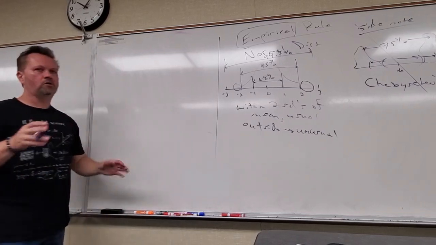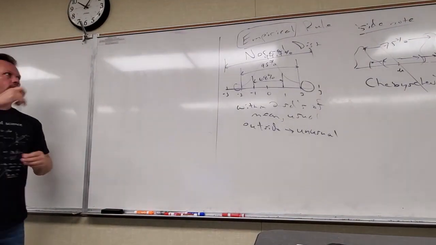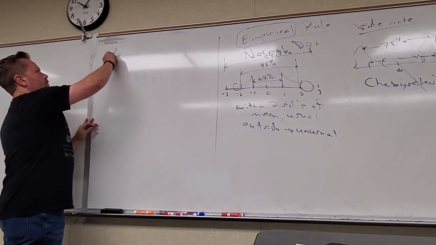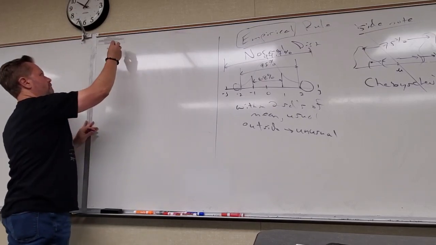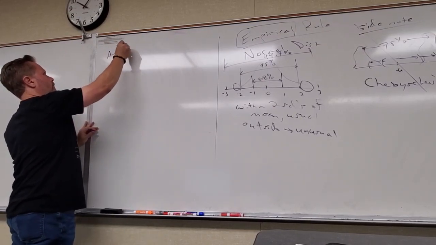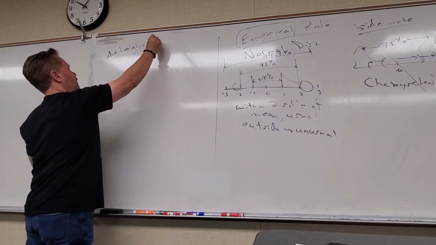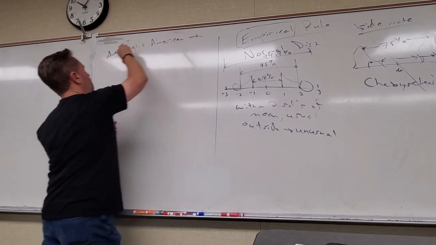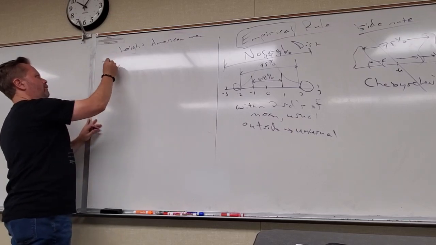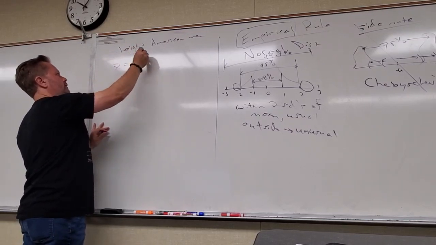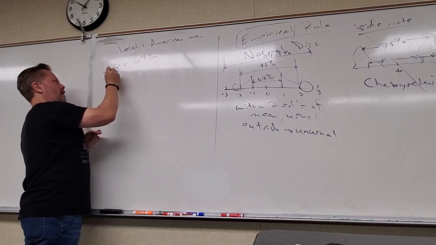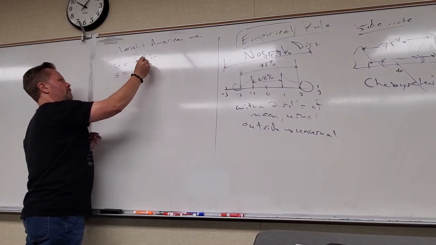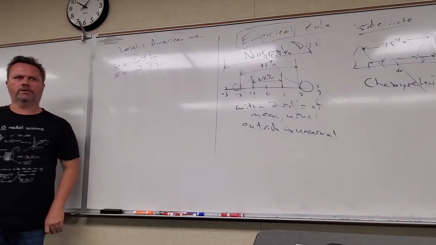So let's make this a little more concrete. Average heights of American men. The average is 69 inches. And the standard deviation, I believe, is 2.8 inches. That's the last time I looked it up.